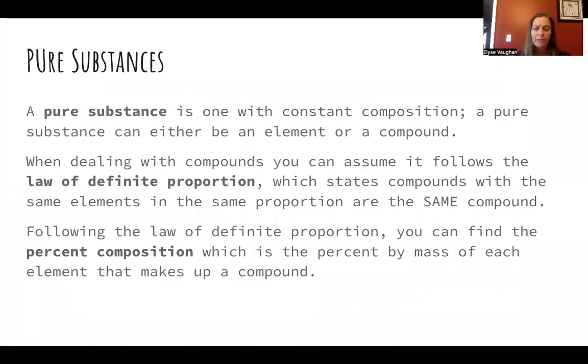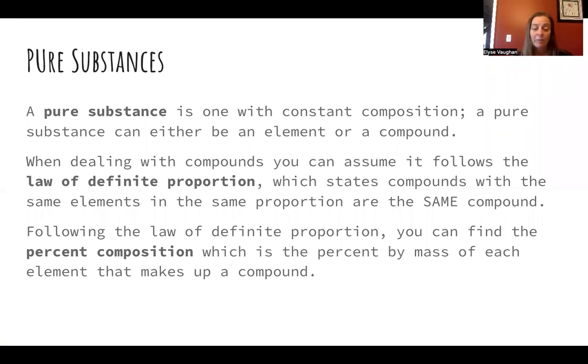So just a few quick definitions to refresh our memories. A pure substance is any substance with a constant composition. So that can be either an element or a compound. And that can be an ionic compound or molecular compound. So when we're dealing with compounds, we can assume if it follows the law of definite proportions, remember that's one of our laws that help to establish the atomic theory, that those are the same compound. If compounds have the same elements in the same proportion, they are the same compounds.